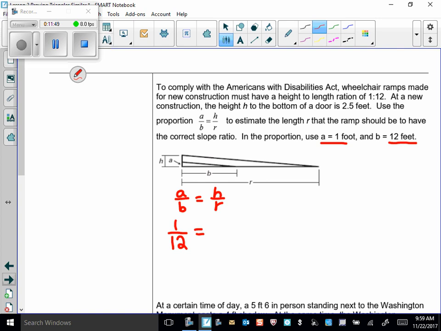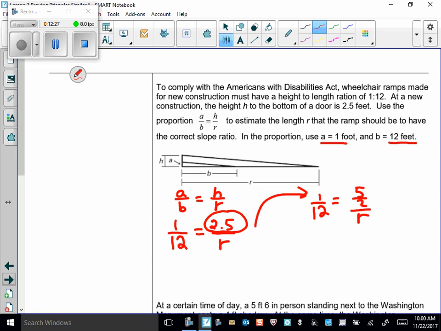Okay, and they give us something else. The height is 2.5 feet, and all these are in feet, so it's okay if I leave my units out right now. The height, so I'm going to plug in 2.5, and I'm trying to find the length r that I need that ramp to be. So you know what I'm going to do here? I'm not going to get out my calculator. I'm going to change this 2.5 to a fraction. So I have 1 over 12 equals 2.5, which is 5 halves, over r.